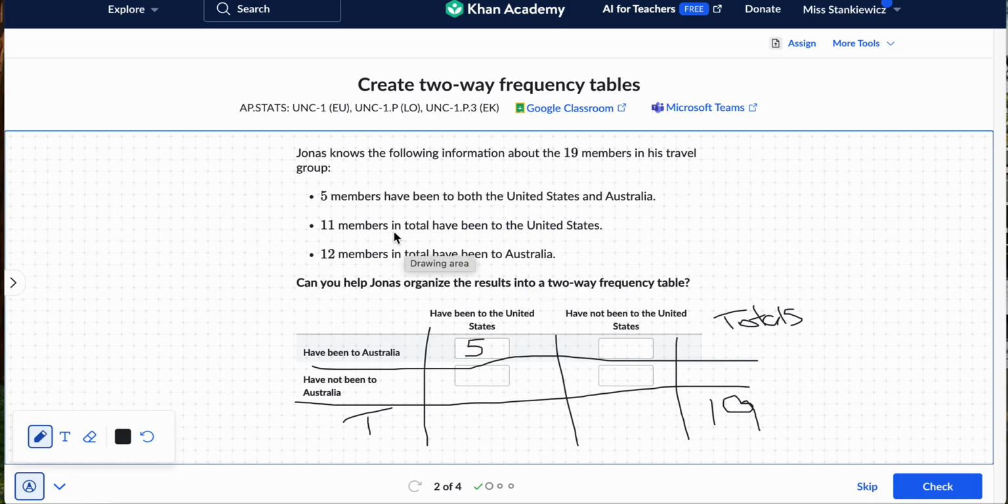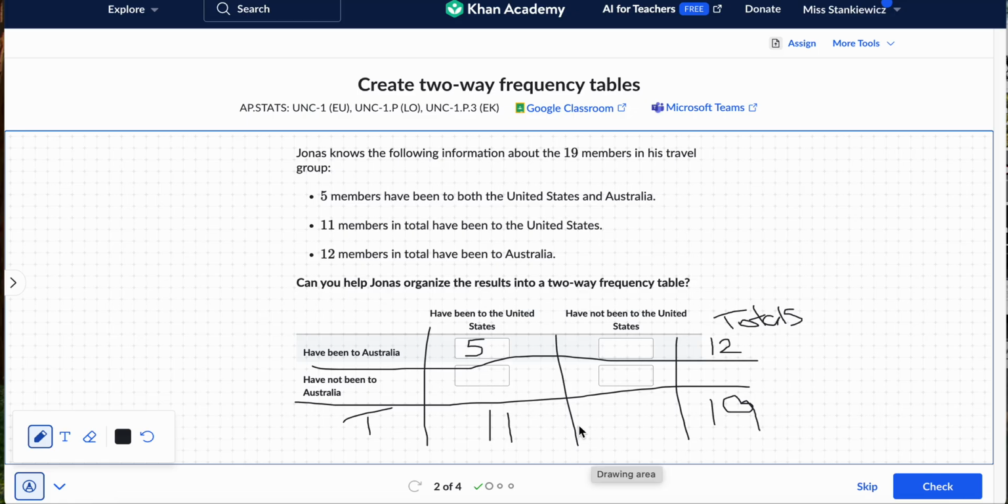11 members in total have been to the U.S. That doesn't go in one of the boxes. It's the U.S. group total, 11. Now, could you figure this box out? I hope so. 12 members in total have been to Australia. So not this box, the total visits to Australia right there.